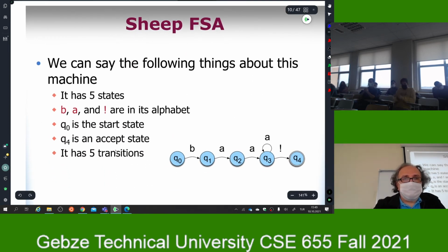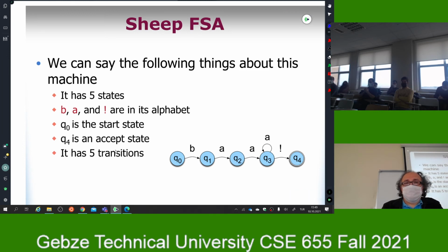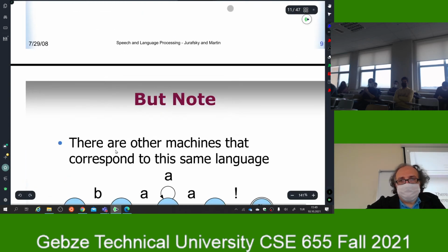Okay, sheep finite state automata, it has 5 states. This is the start state. This is the final and accept state. I have only 3 letters in my alphabet, B, A, and exclamation mark. And it has 5 transitions, that's it. Okay, that's it.